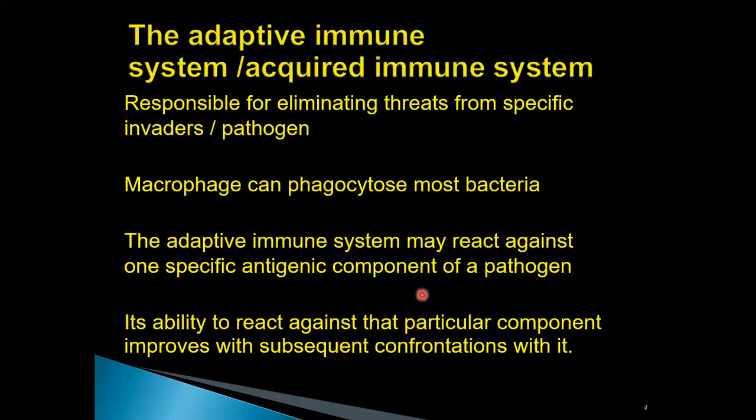For example, the first time when a pathogen enters, the body has a weaker response. But the second time, this response becomes more substantial, stronger. And with subsequent attacks, the immunity becomes further stronger and stronger. So the adaptive immune system matures with time, with the exposure.